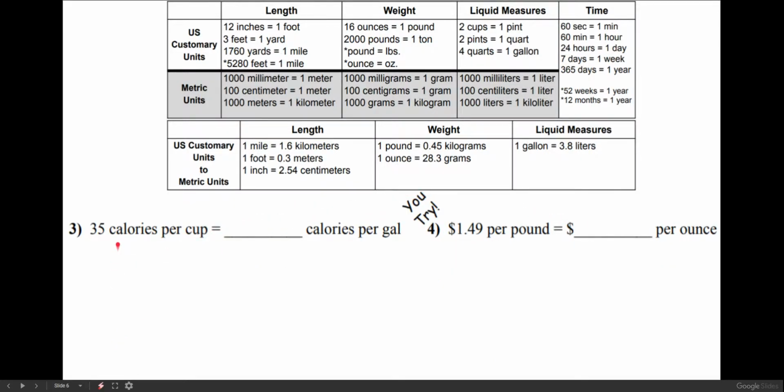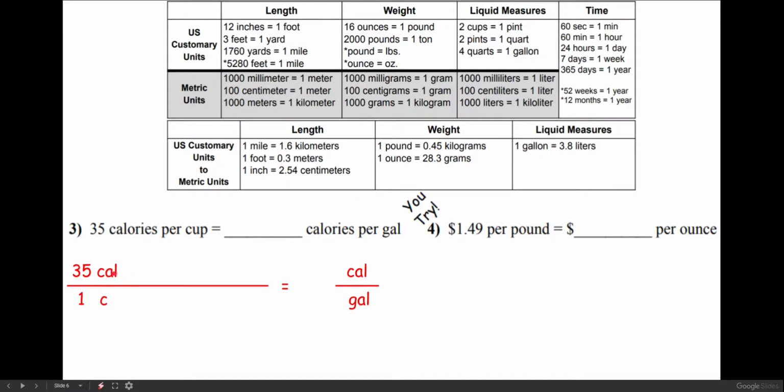Let's look at this one. This one gets a little bit more complicated. 35 calories per cup equals how many calories per gallon? So 35 calories per 1 cup. And ultimately, I do want calories per gallon. So how do I get from calories per cup to calories per gallon?